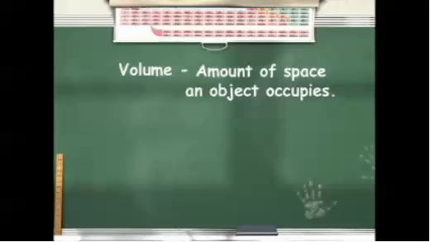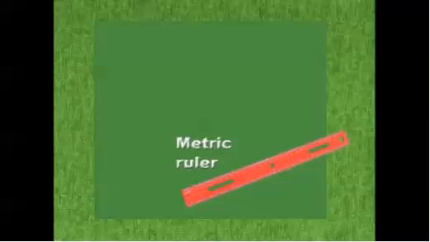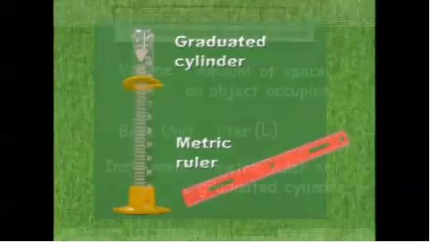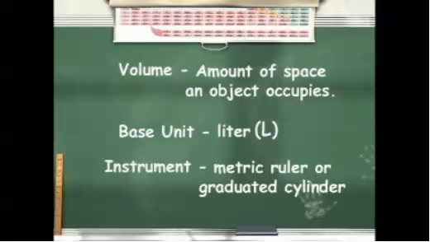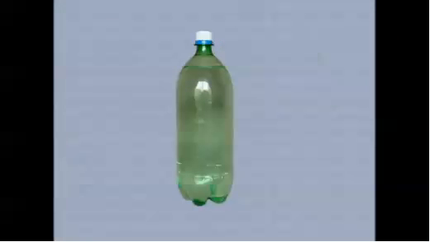Volume is defined as the amount of space an object occupies. The base unit for volume is the liter, abbreviated with an uppercase L. In class, volume will be measured using a metric ruler when measuring the volume of a solid, and a graduated cylinder when measuring the volume of a liquid. Think of a 2-liter soft drink bottle. It does not matter if the bottle is filled with sand, soda, or air. The volume still remains 2 liters.